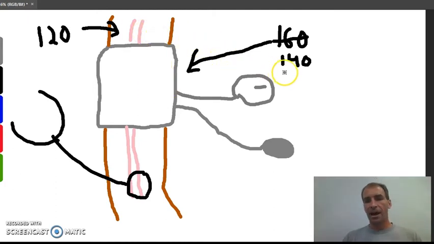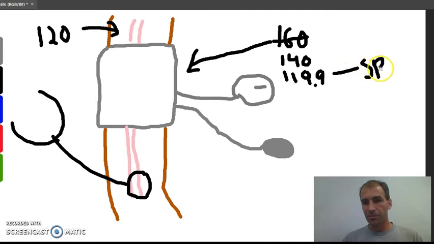Let's say I drop it down to 119. How's that? Or 119.9, if you want to be specific. Well, now the pressure in this cuff is actually less than the pressure in the brachial artery, and so blood can start to flow through. And I will hear a sound. Boop, boop. I will hear a heartbeat. The second I hear that sound, the pressure is our systolic blood pressure. And we usually say that's 120.